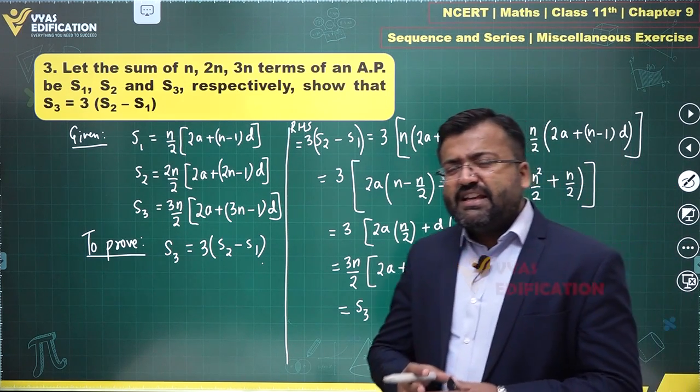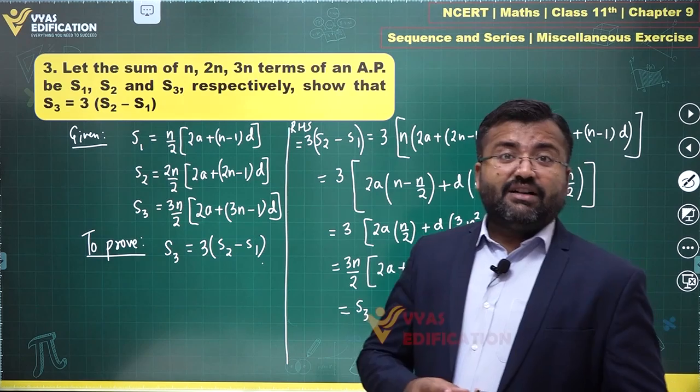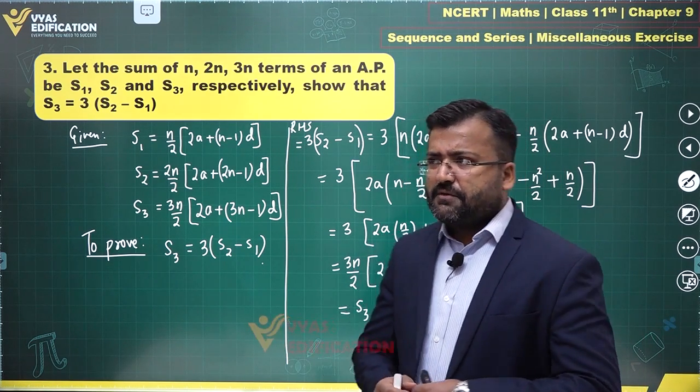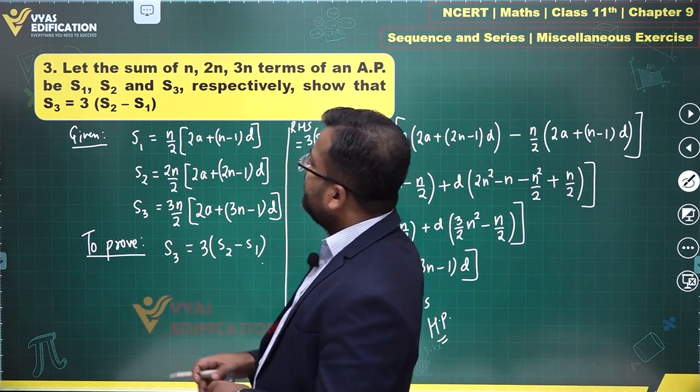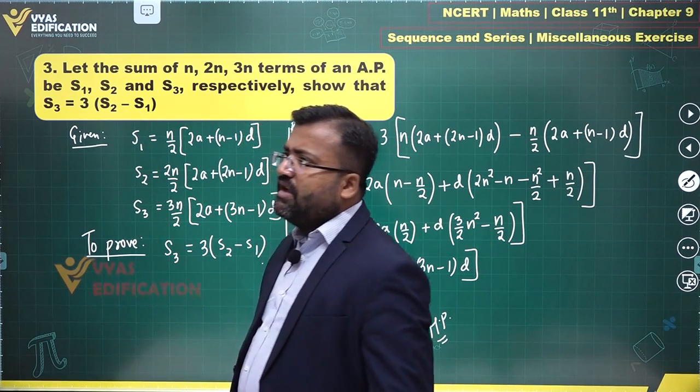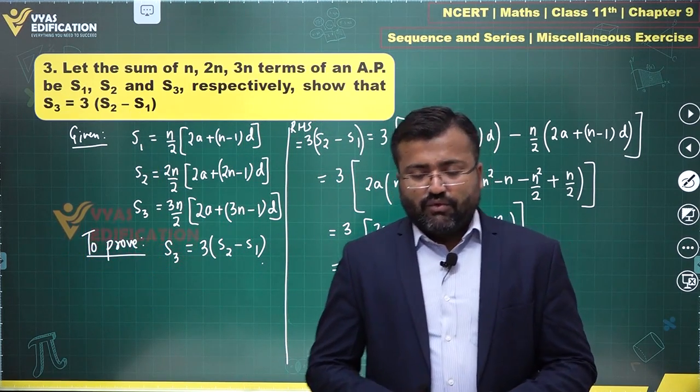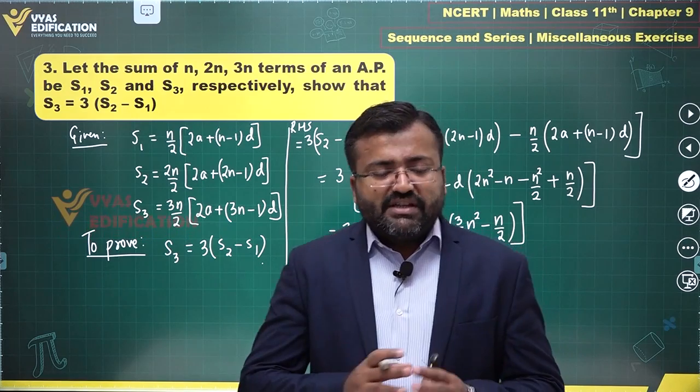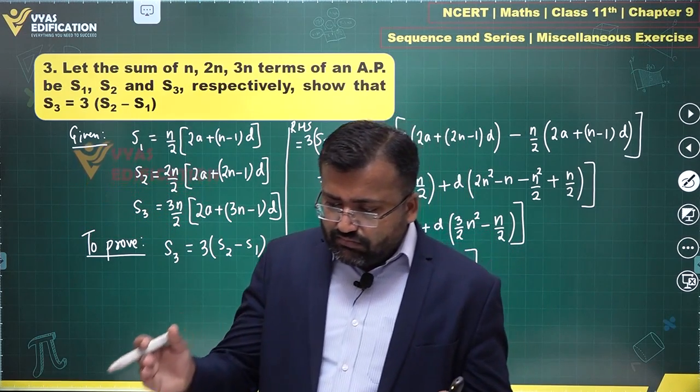But can you analyze this question from another angle, from a direct perspective, applying some common sense? Do we see? What do we have? This is S2 minus S1. Now what is S2 minus S1 actually equal to? So S2 is the sum from first to 2n terms.